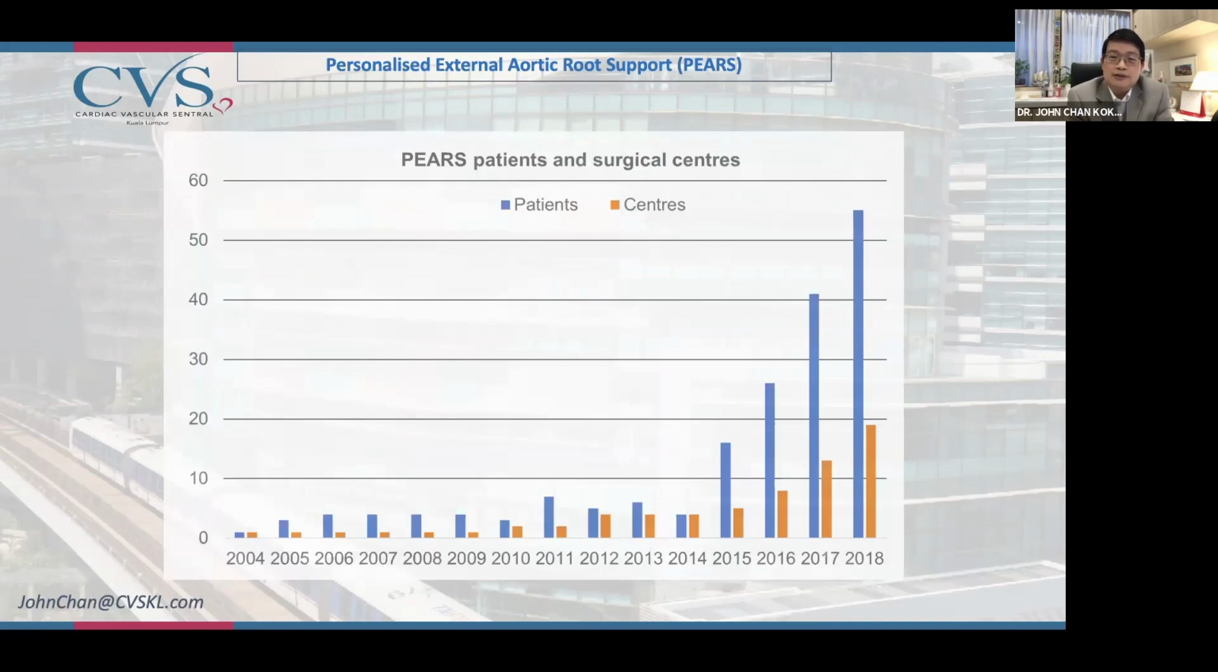Now, in the initial years, the procedure was only done in a few centers, but over the last few years, you can see the orange bars are the number of centers offering this procedure, and the blue bars are the number of patients being treated. So the number of patients being treated by this procedure has increased very significantly over the last few years.